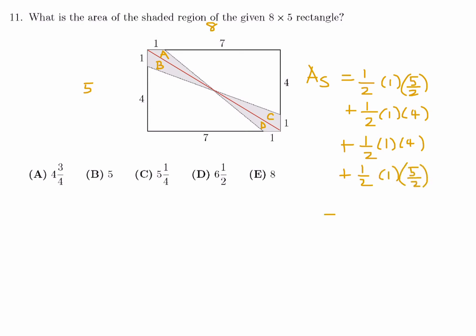So let's add up all these. So we have 5 over 4 plus 2 plus 2 plus 5 over 4. So this will be 5 over 2 plus 4, and that is 2.5 plus 4, so 6.5. And of the answer choices, that would be D, 6.5.